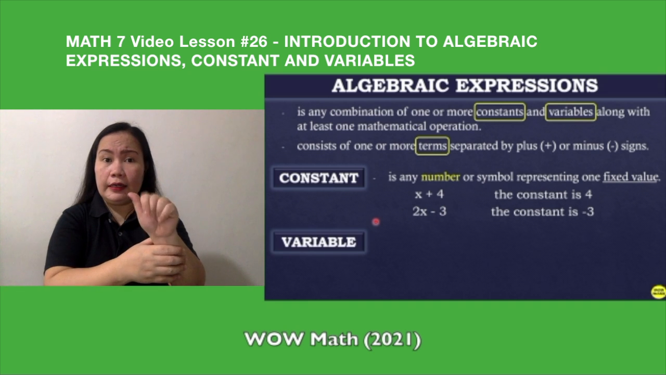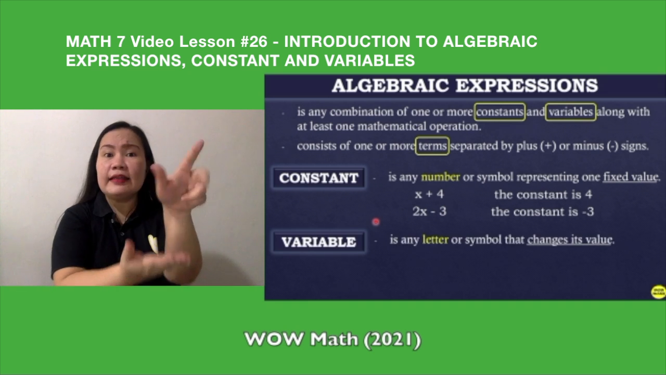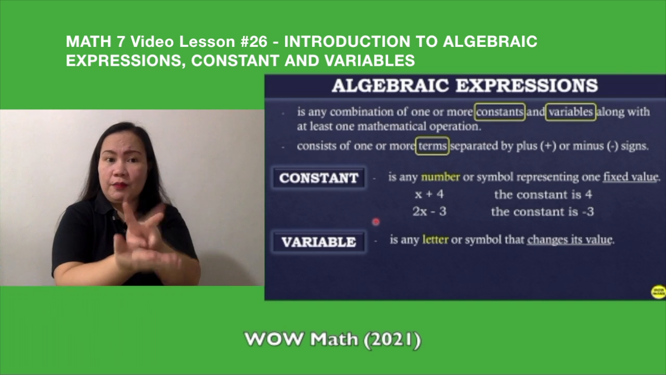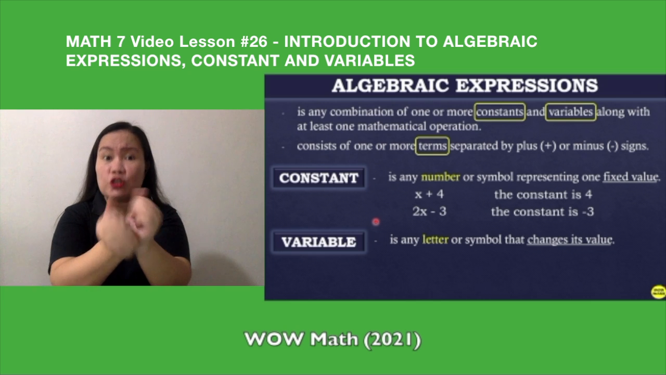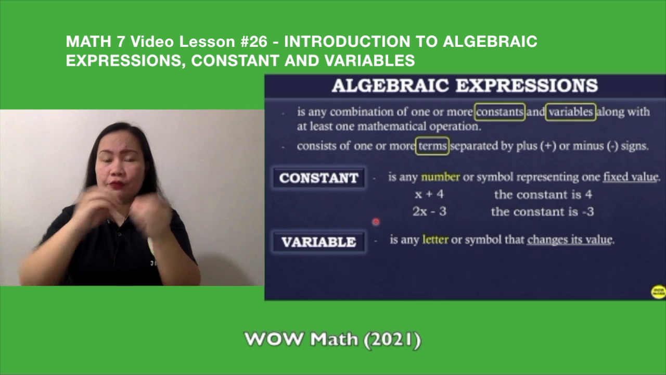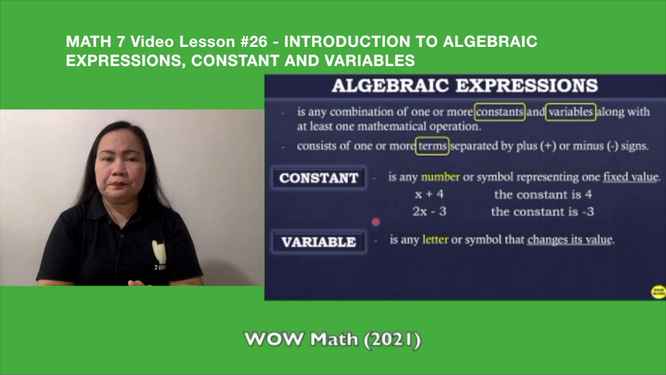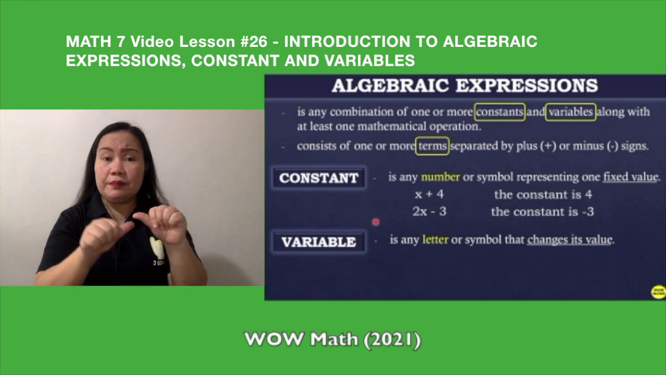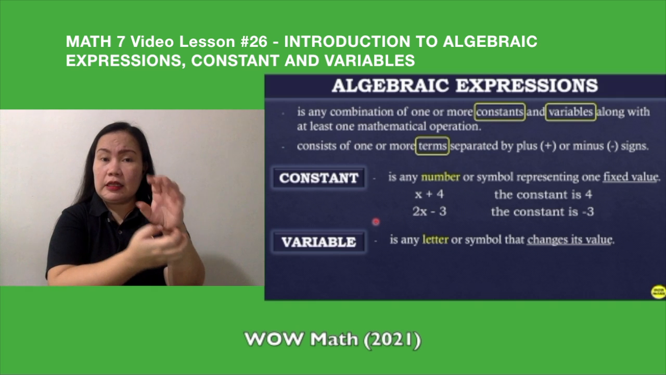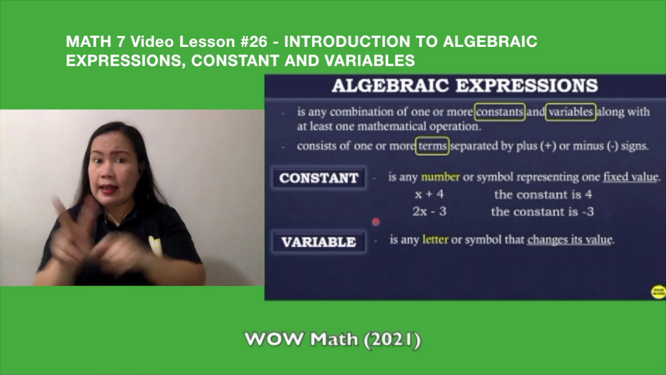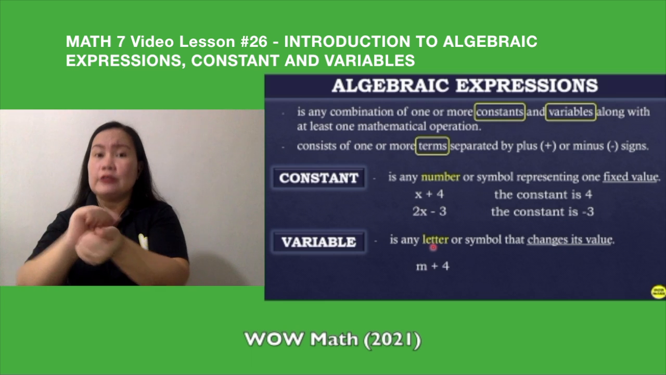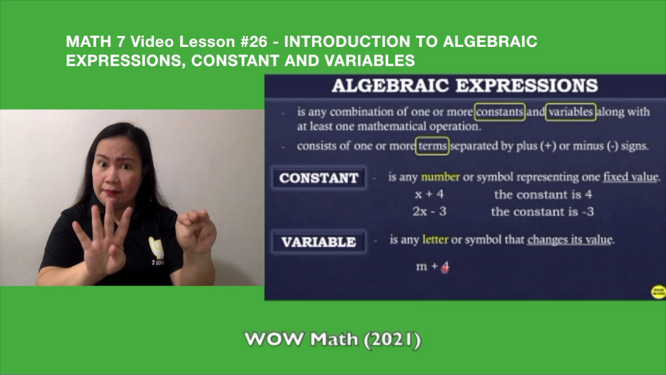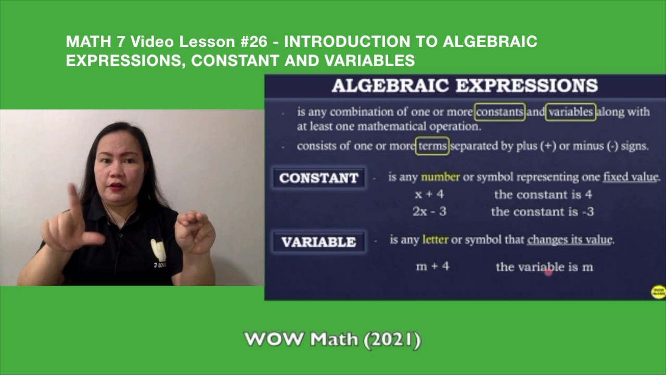Let's have variable. A variable is any letter or symbol that changes its value. So, this is any letter. So, ito naman, letter. Okay? That changes its value. So, kagaya nga kanina dun sa ating activity, pag constant, fix siya. Yun na yun. Okay? Ang variable na babago. Kaya kapag meron kang letter, ito yung tinatawag nating variable. So, kagaya nito, m plus 4, your m is the variable.